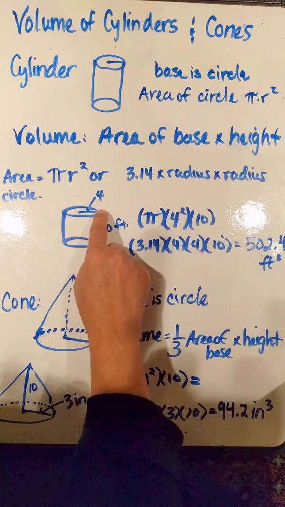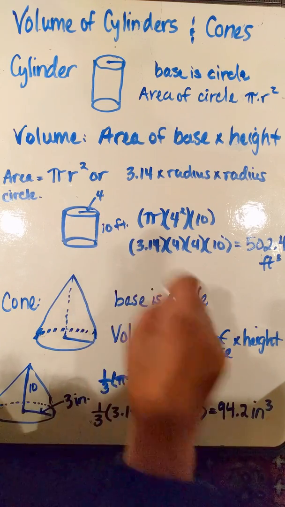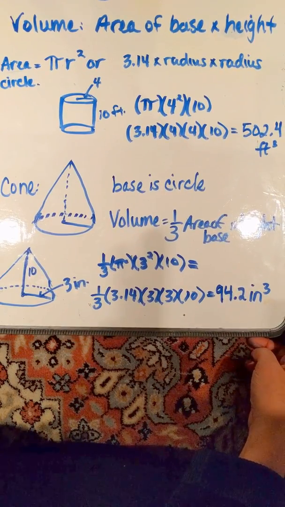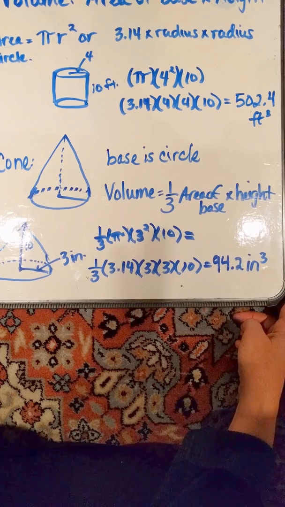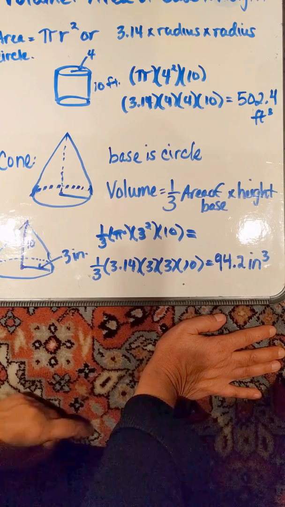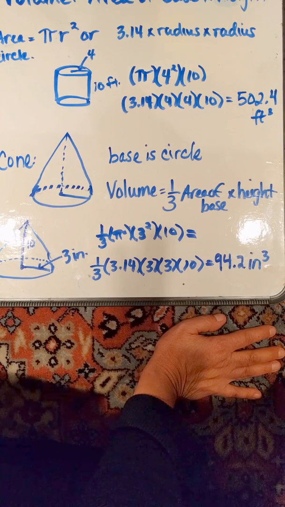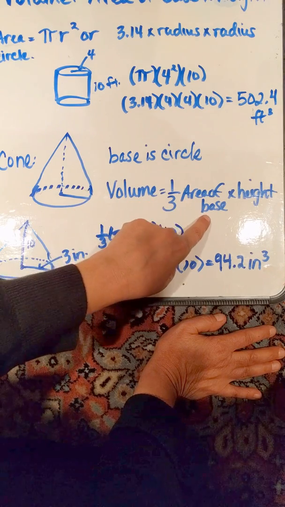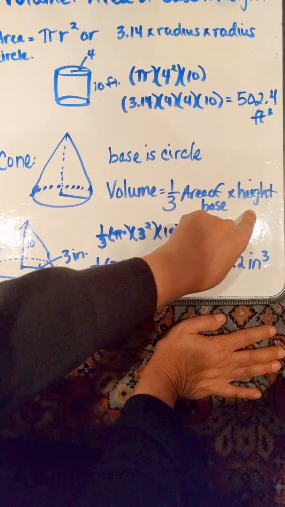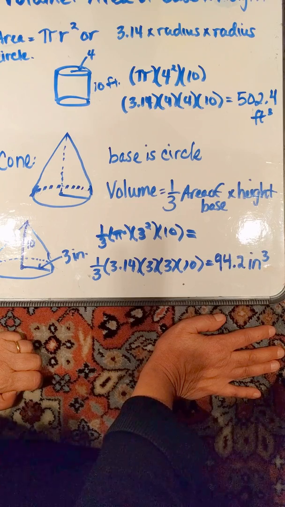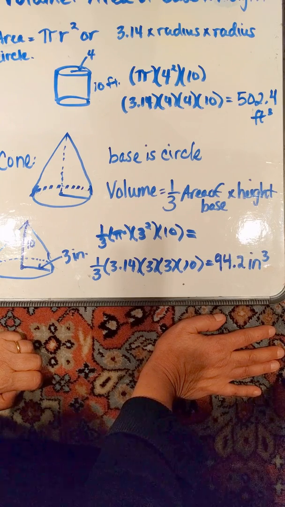So that's how you find the volume of a cylinder. You take the area of the circle and multiply it by the height. And for cones, it's very similar. A cone, think of an ice cream cone. Here's an upside down ice cream cone. Again, the base is a circle. And what you're going to do is say the volume is 1/3 times the area of the base times the height. So it's the exact same thing as a cylinder, except you multiply it by 1/3, or another way to think of it is you divide by 3.